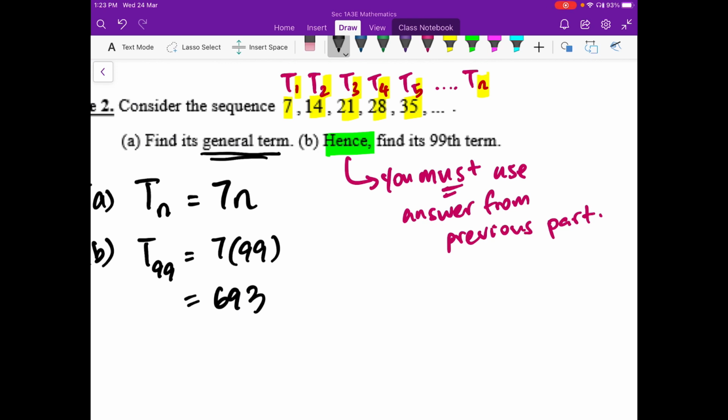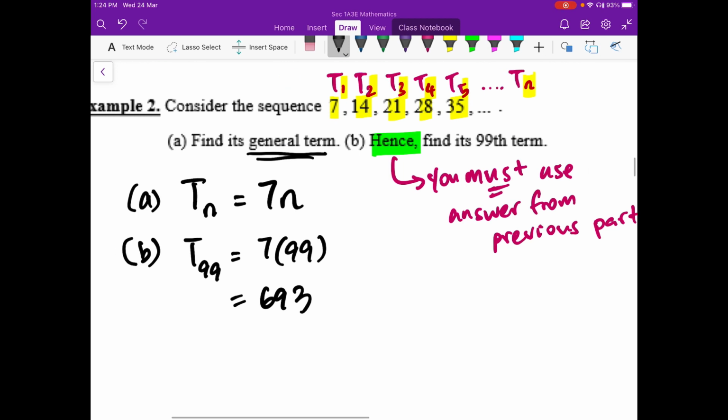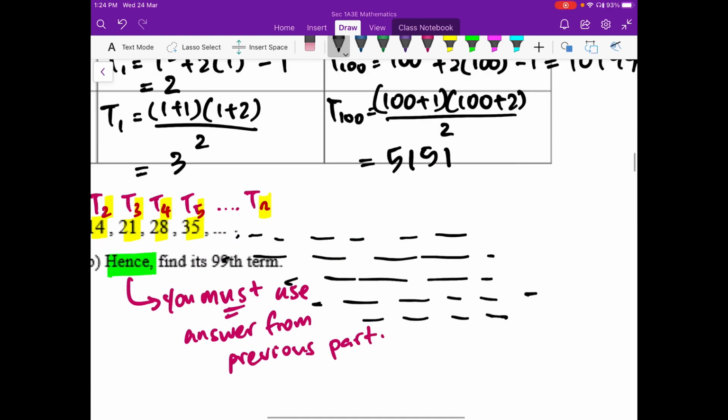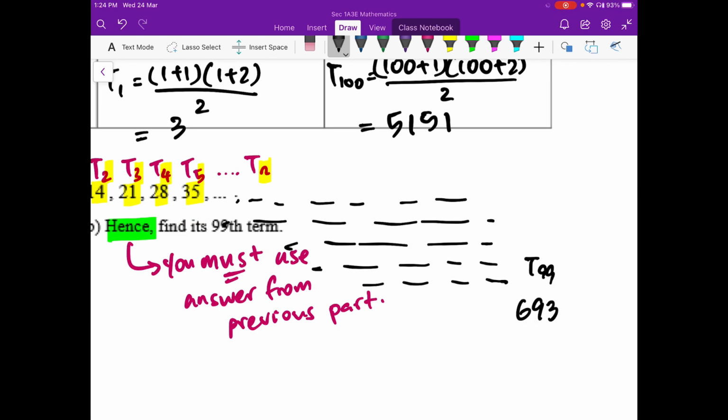So why am I emphasizing the word hence? What if you did not manage to get the answer from part A, or what if you didn't use the answer from part A? Is it still possible to get a correct answer? Can. Just keep adding 7. So this is term 5, term 6, term 7, term 8, 9, 10, 11, 12. You just keep adding 7, so you'll be writing so many numbers. And provided you are being very, very careful, when you reach term number 99, you will end up with 693. So it is still possible to get a correct answer.